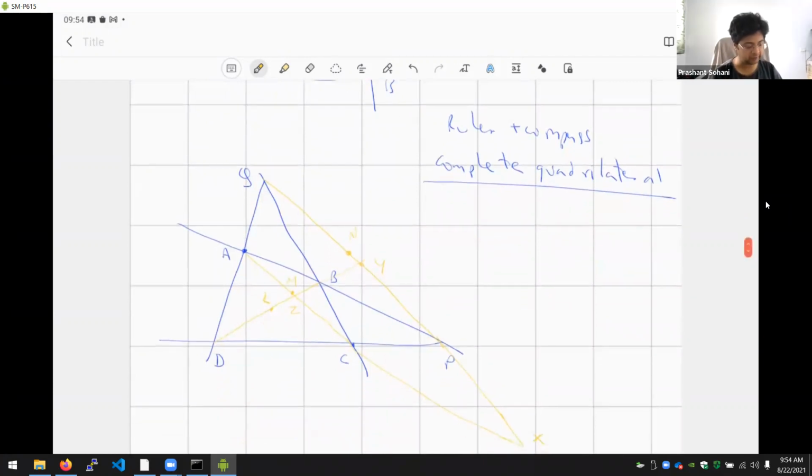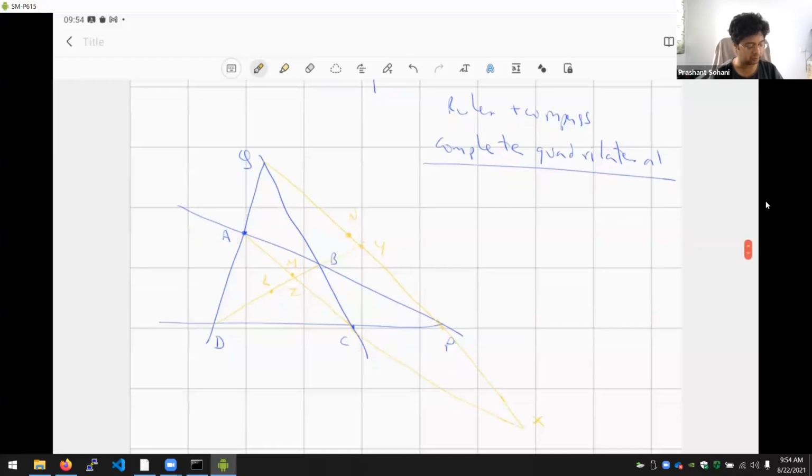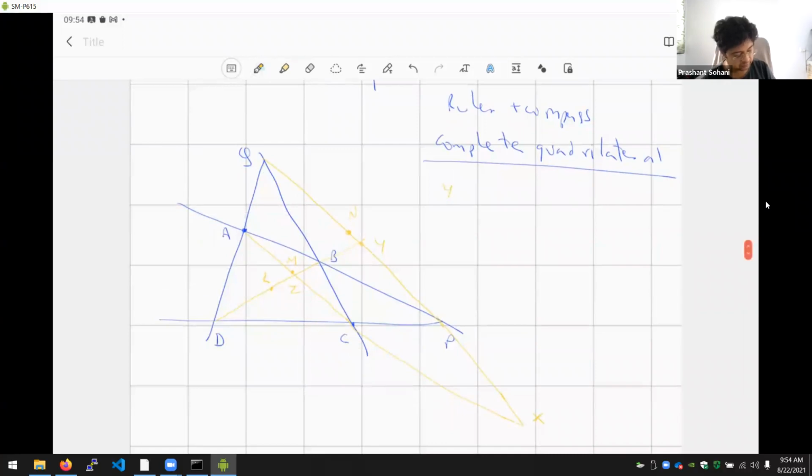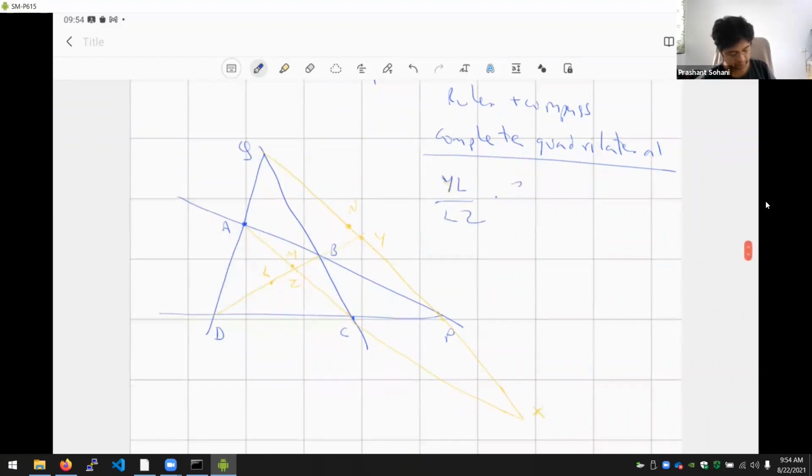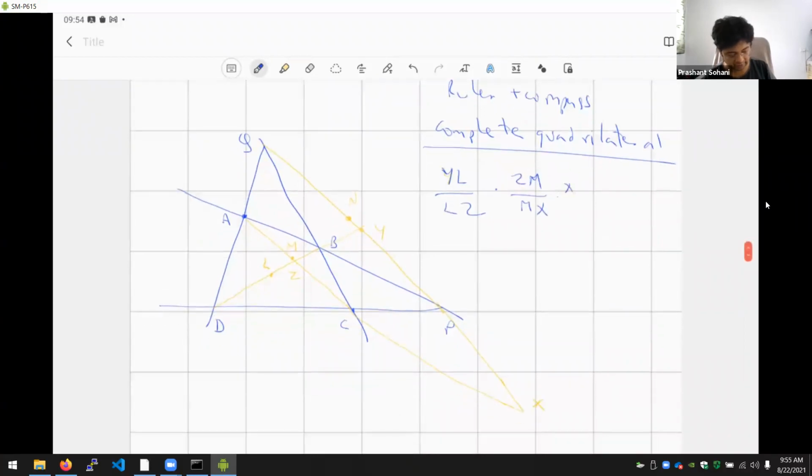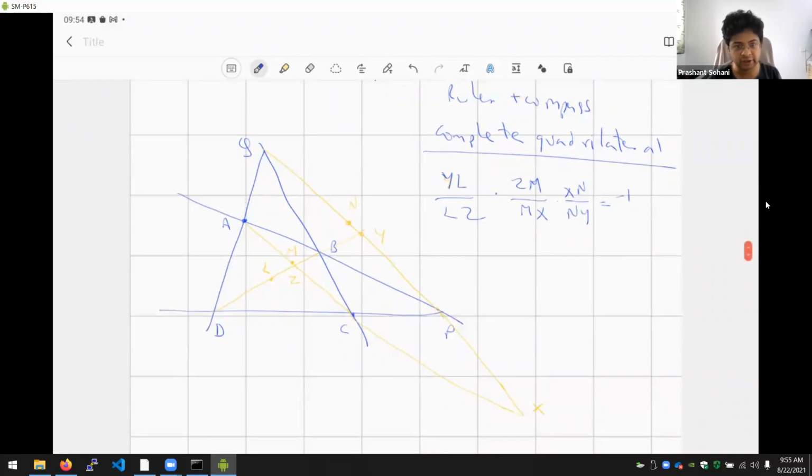So they are clearly lying on the sides of this orange triangle. Numerically, if I want to apply Menelaus's theorem, the ratio I want to prove is YL upon LZ into ZM upon MX into XN upon NY equal to -1. If I show this, then I'm done.